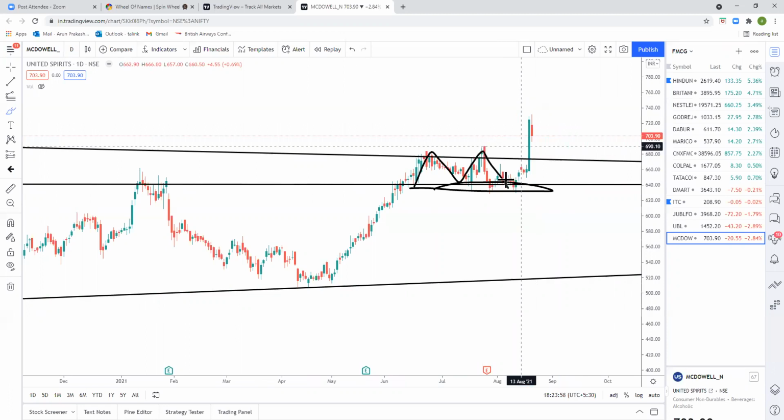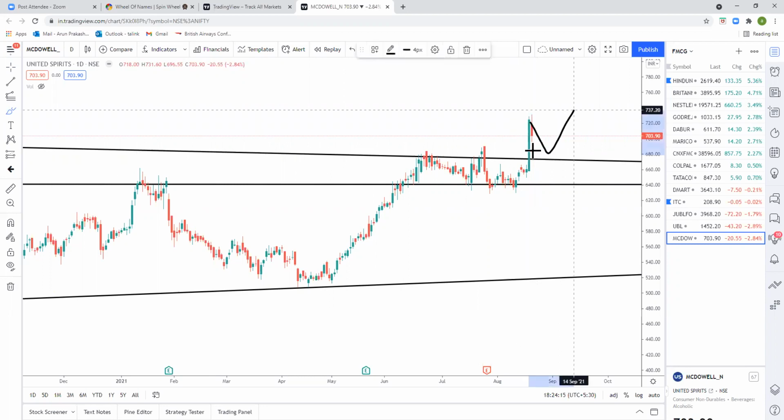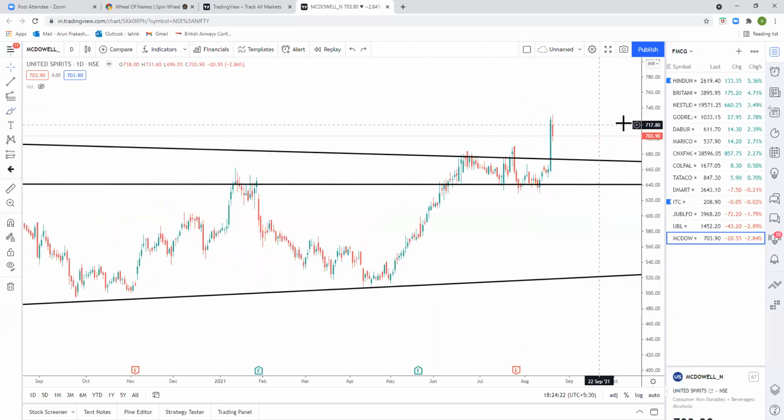So if you were not aware of this and you are only coming back to McDowell on this day after seeing a huge move, then frankly you will miss it. The thing you can do is wait for a pullback towards this level, then only you can catch this. And near the trend line, right?